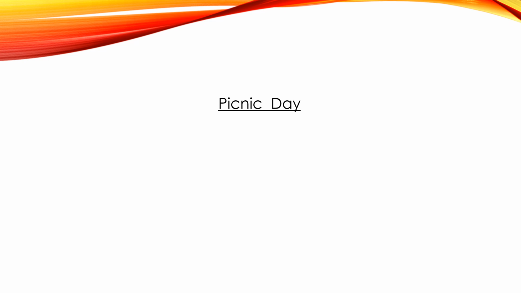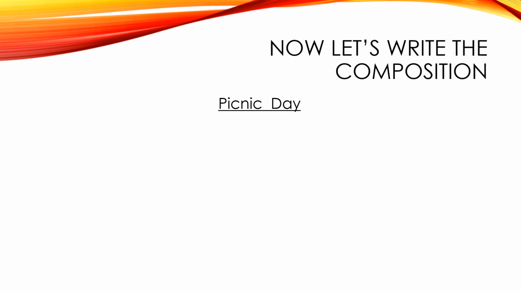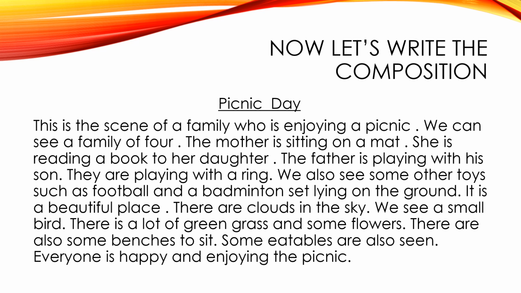Now, let us write the composition together. As I have told you earlier, the first thing that we have to decide is the title of the composition. So, an apt title for the composition can be Picnic Day. Let us now come to the composition itself. Children, if you remember, I have told you earlier that the first line of the composition should be the introduction line. So, for this composition, the introduction line is, this is the scene of a family who is enjoying a picnic.